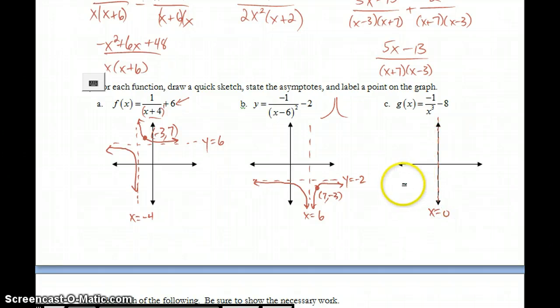Our last graph, there's no shift left or right, so the asymptote is at x equals 0. We do shift down 8 to y equals negative 8. And we're looking at a shape that is odd, so the pieces will be across from each other, and it's negative, so they will be the opposite of what we had in part A. Pieces would shape this way. This point right here, 1 to the right of 0 is 1, 1 below negative 8 is negative 9, and that is the front half of the page.